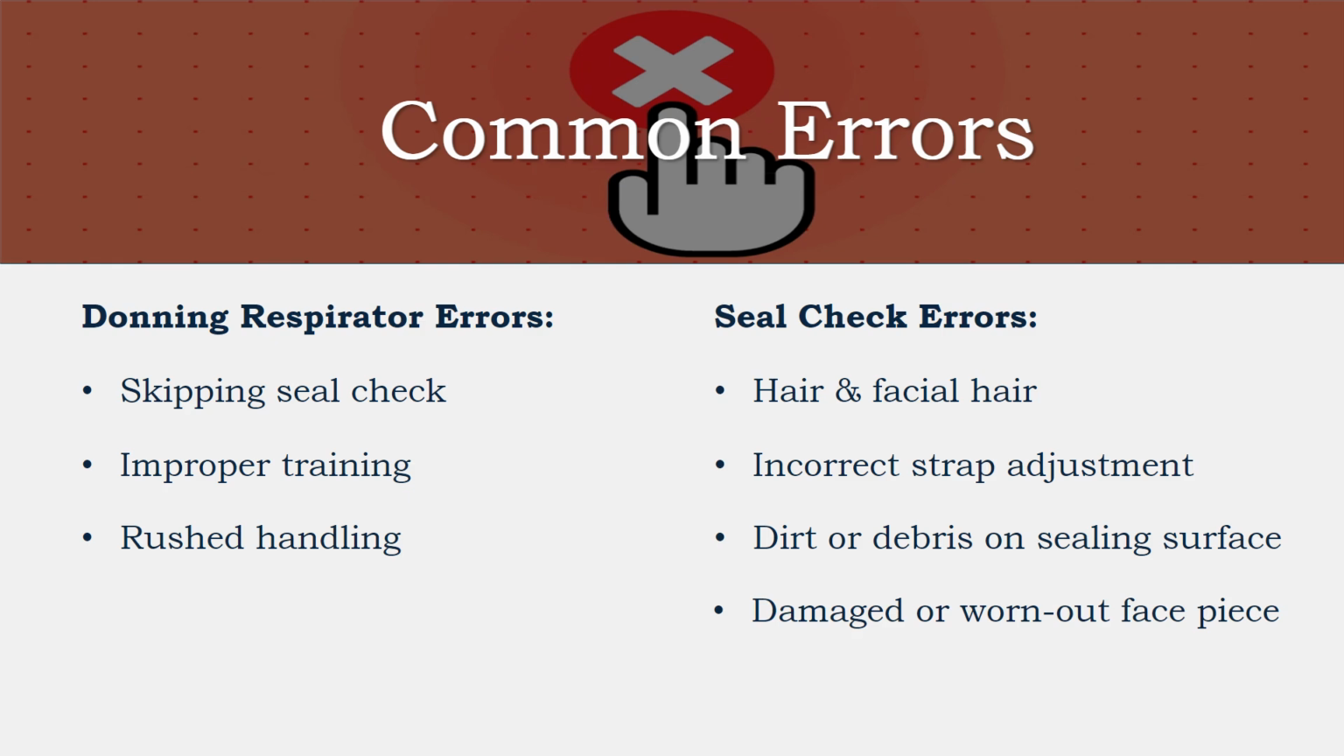Damaged or worn-out facepiece. An old or damaged respirator may have a facepiece that no longer forms a proper seal. And fogged visor or face shield. Fogged visors can reduce visibility, prompting users to adjust their gear during use, which can compromise the seal and spread contaminants.